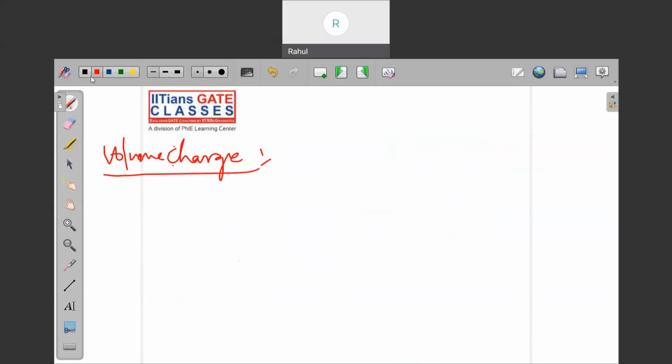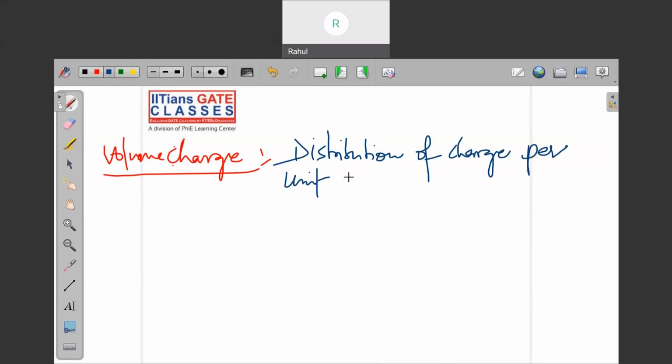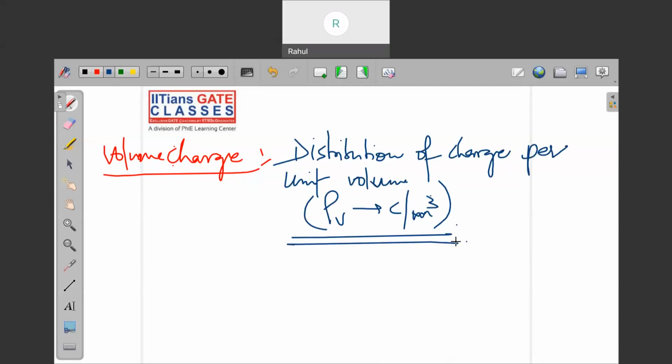And the volume charge density is the distribution of charge per unit volume, represented by rho v, Coulomb per meter cube. So this is known as the volume charge density.